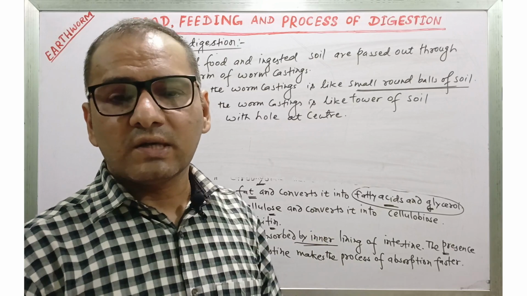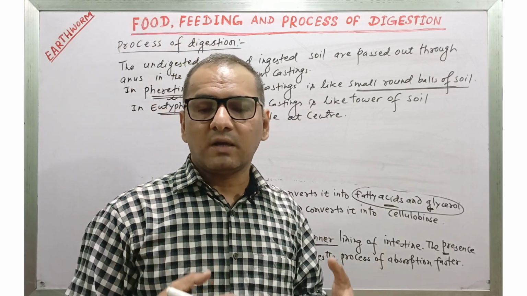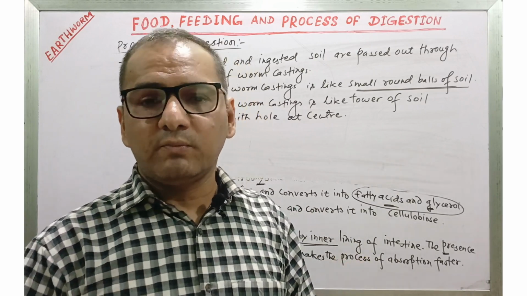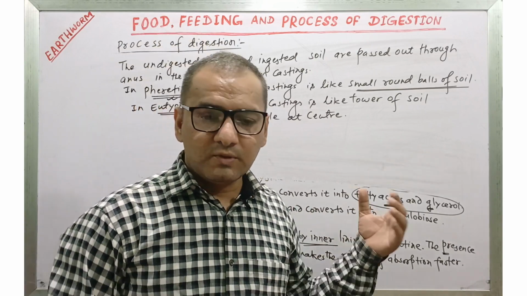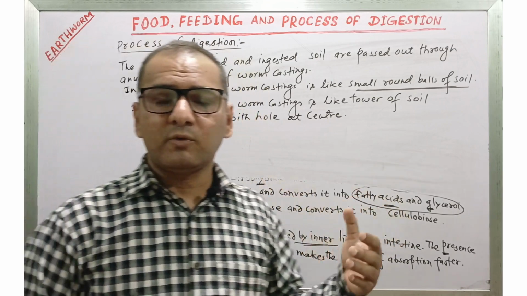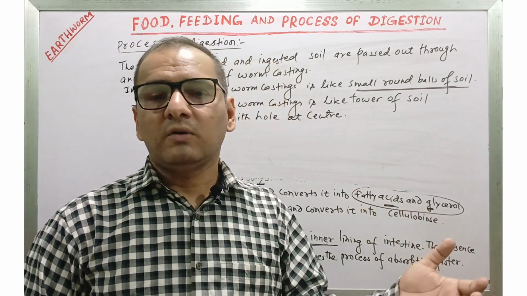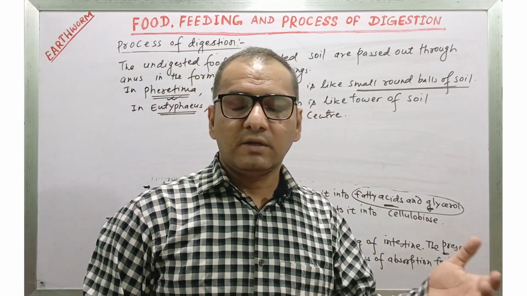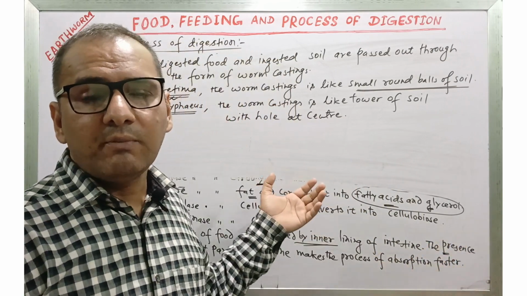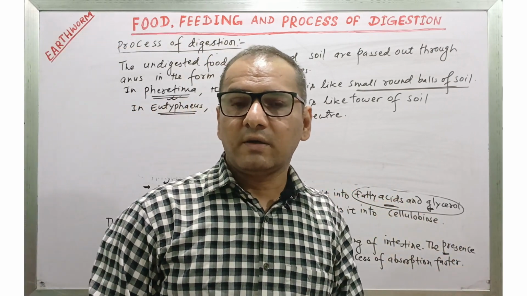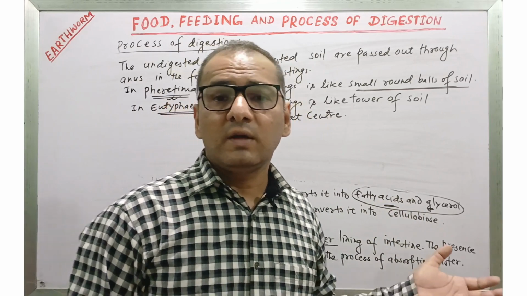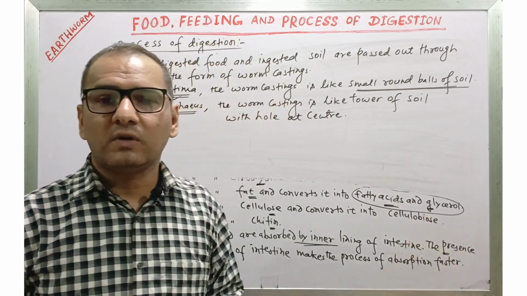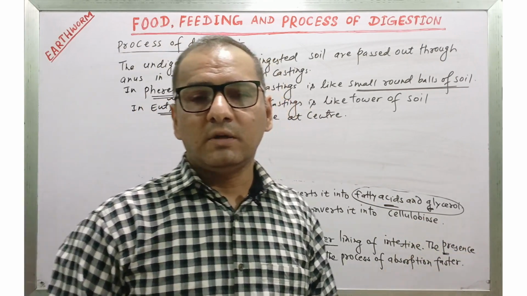which is also called intestinal juice, which contains different enzymes like pepsin and trypsin. The pepsin acts upon protein and converts it into peptone and proteases, while the trypsin acts upon peptone and proteases and converts them into amino acids. Amylase acts upon carbohydrate and converts it into glucose. In the same way, lipase acts upon fat and converts it into fatty acids and glycerol. Cellulase acts upon cellulose, while chitinase acts upon chitin. And these simple forms of food are absorbed by the inner lining of the intestine.